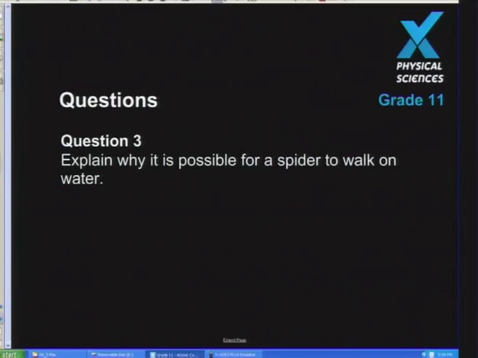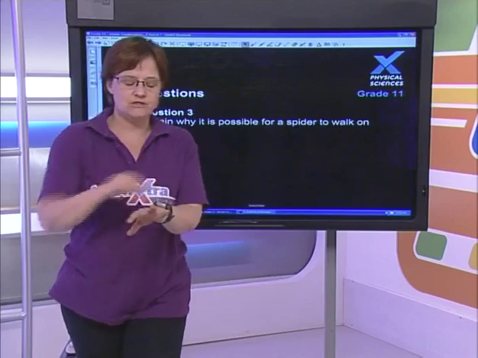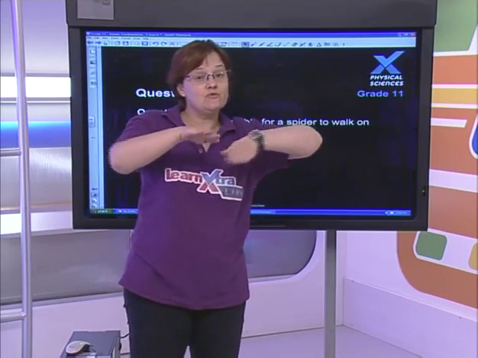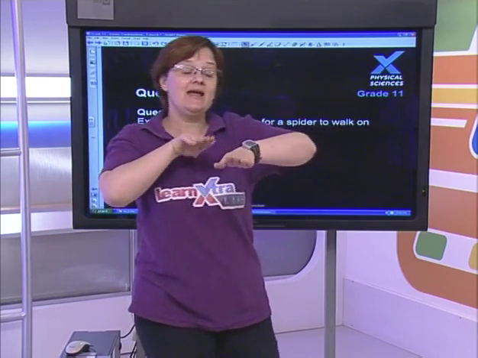Explain why it's possible for a spider to walk on water. You've seen those little insects that run along the water. That's because water has surface tension. That surface tension is created because of the intermolecular forces between the water, okay? And because it's strong enough, the spider can run on top of the water because of the forces, okay?